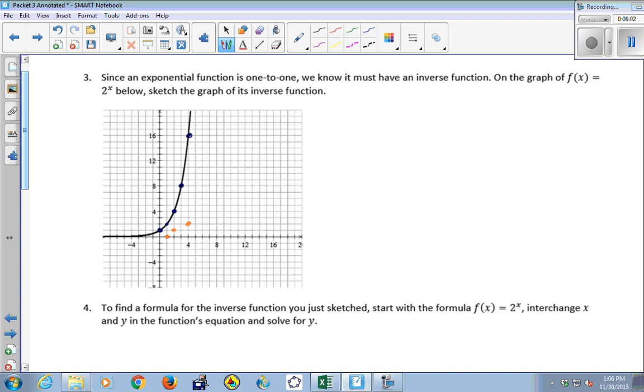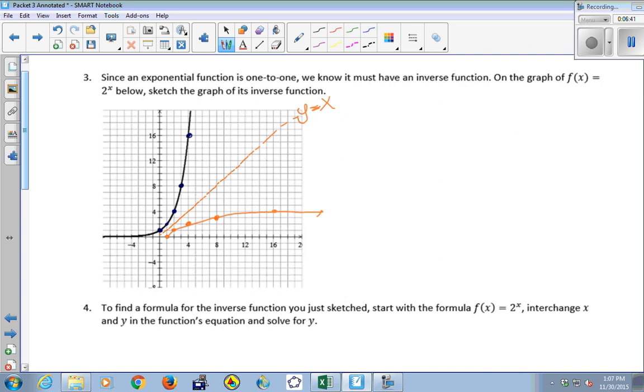Instead of 3, 8, I'm going to plot 8, 3. And instead of 4, 16, I'll plot 16, 4. So if I connect those with a nice smooth curve, can you see that what I've drawn in orange is a reflection of what was there already over the line y equals x? Put in the line y equals x there. So that's like my mirror line, y equals x.